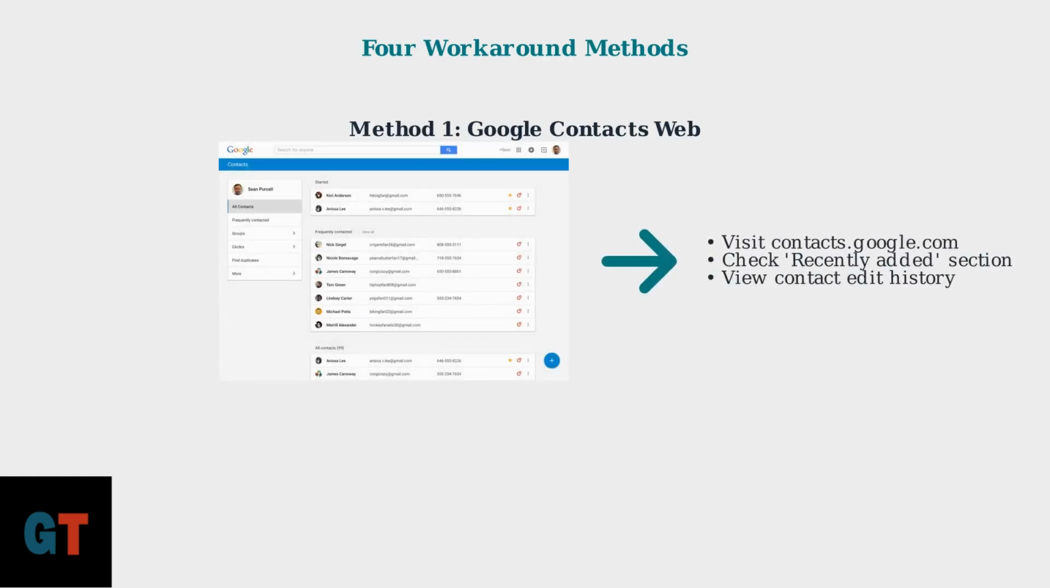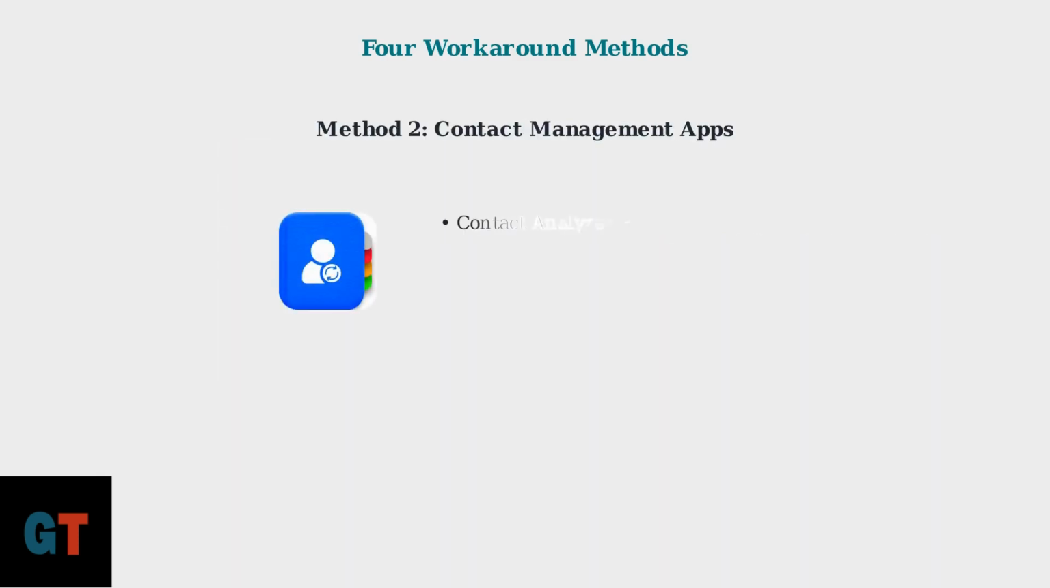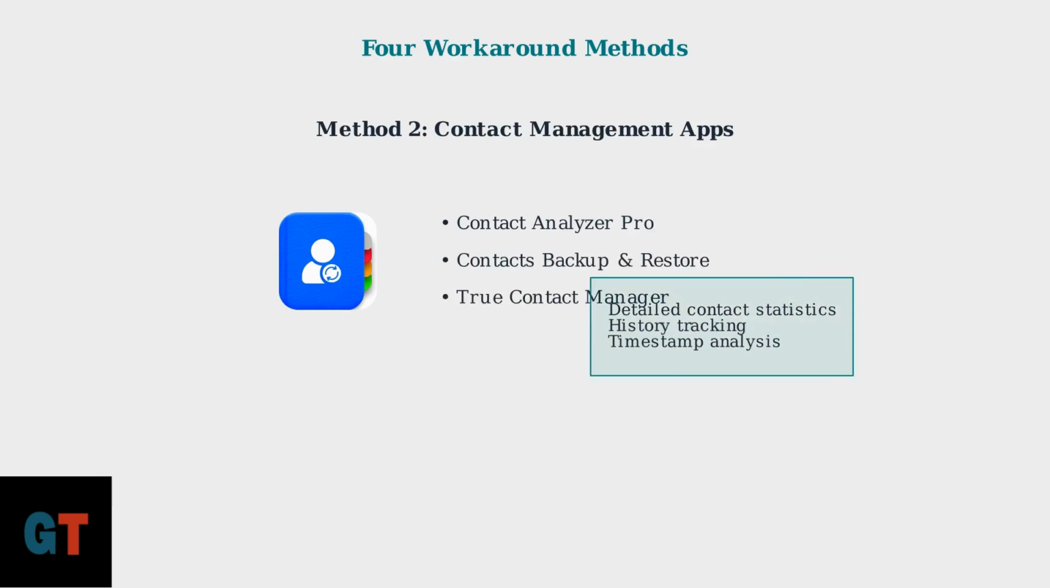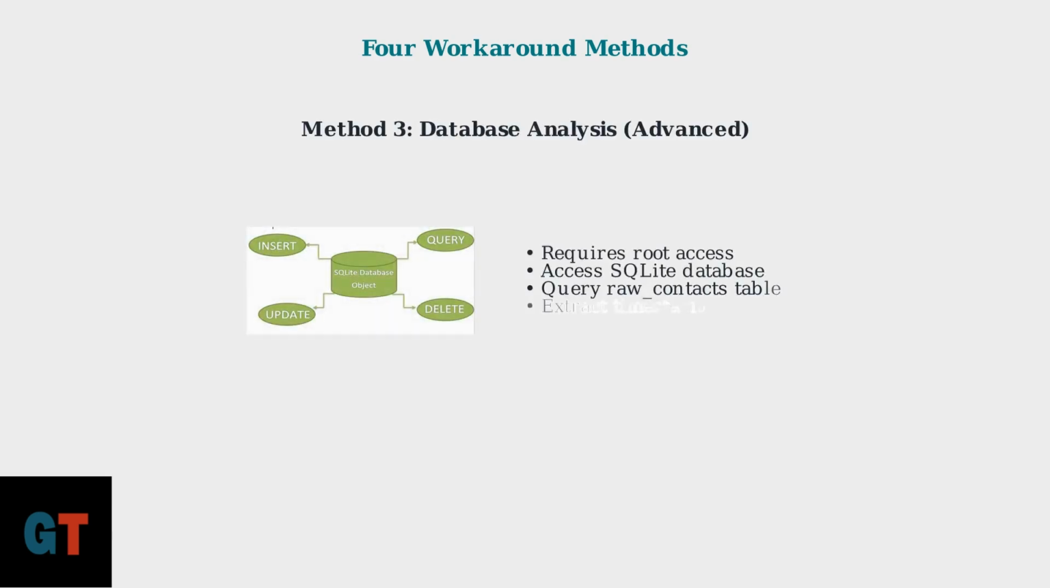By visiting contacts.google.com, you can access features not available in the mobile app, including recently added contacts and edit history. The second method involves using specialized third-party contact management applications. Apps like Contact Analyzer Pro, Contacts Backup and Restore, and True Contact Manager offer advanced features for tracking contact history and timestamps. For technically advanced users, the third method involves direct database analysis.